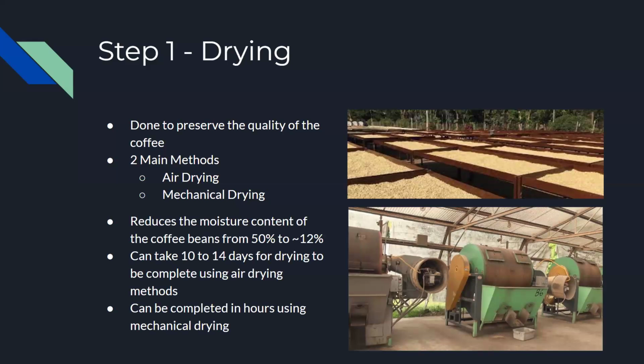So you're going from about 50% down to 12%. The traditional method, unfortunately, does take a very long time to do. It takes between 10 and 14 days for the drying to be complete. And this is a lot of time for the beans to be exposed, not only to the weather, but also potential insects and pests that can affect and destroy the coffee.